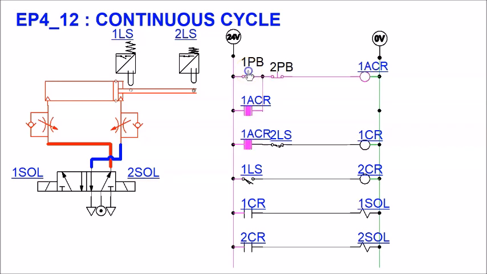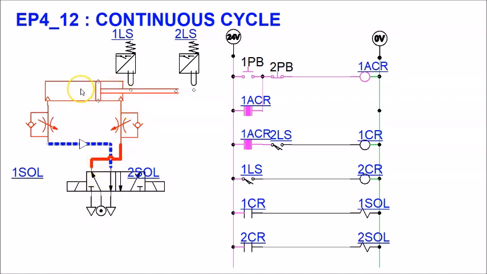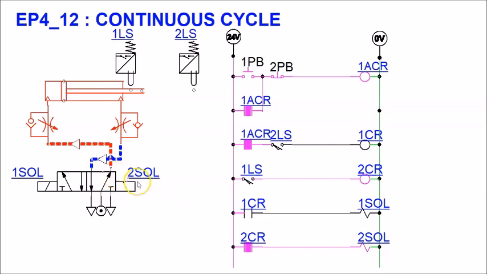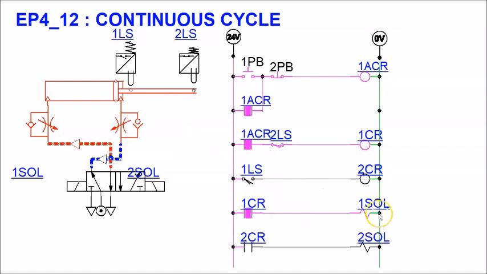When I press 1 PB, ACR will be energized. The contact will close, 1 CR will be energized, 1 SOL will be energized momentarily. You can see the valve is switched to this position. The cylinder is now retracting. And when it's fully retracted, 1 LS will become normally open, held close. 2 CR will be energized, and then 2 SOL will be energized. You can see over here, it's at this box, and the cylinder starts to extend. And you can see that when 1 SOL is being energized, the cylinder will just retract.